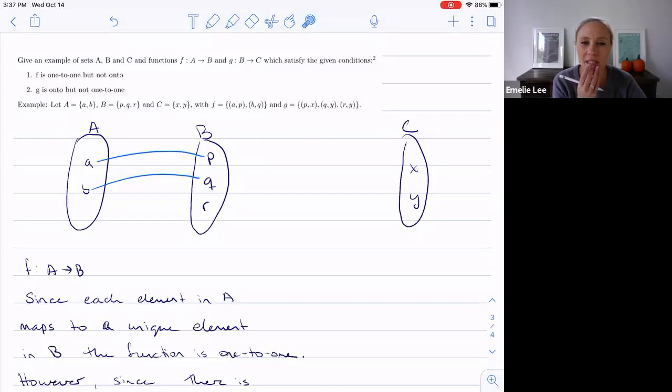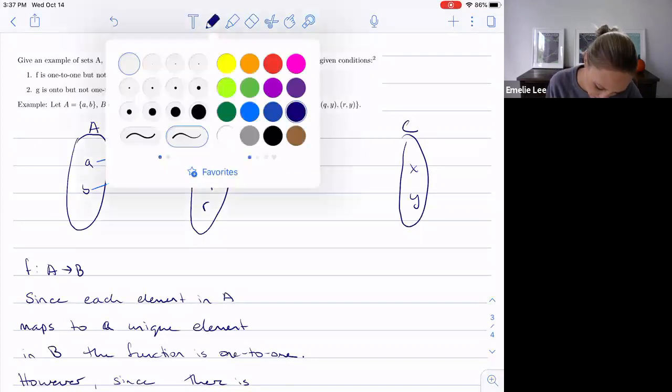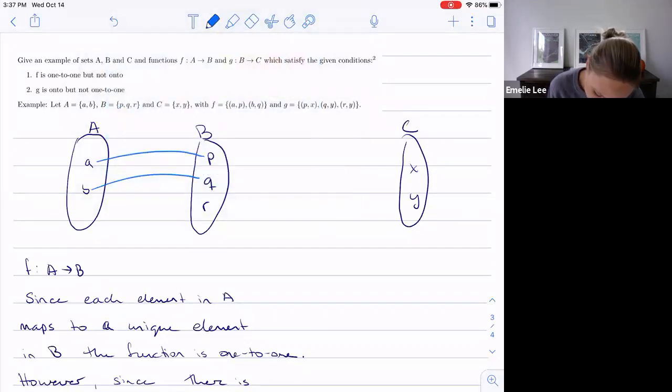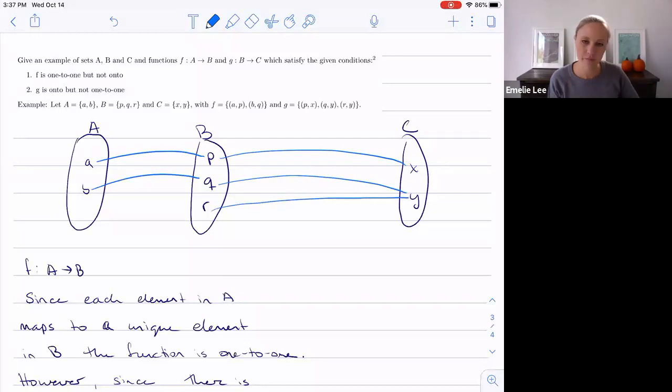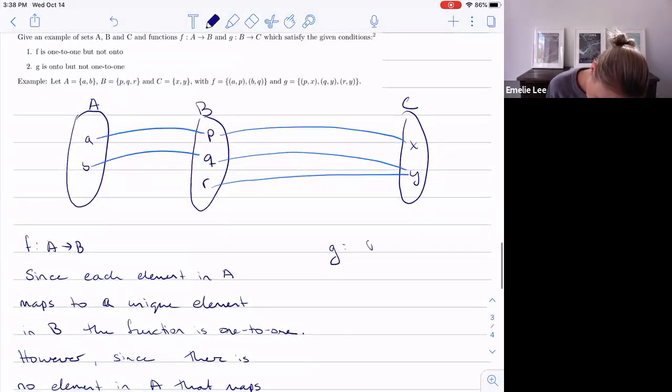So there won't be anything on WebAssign for it. I think I'll give you guys some written homework to do for it instead. I'm just thinking about it, so it is onto. Okay, let's map it out. So G takes P and maps it to X, Q and maps it to Y, and R and maps it to Y. So G maps from B to C.